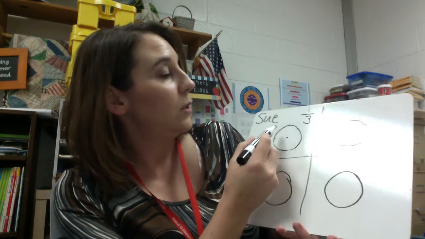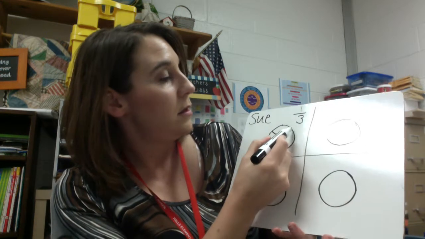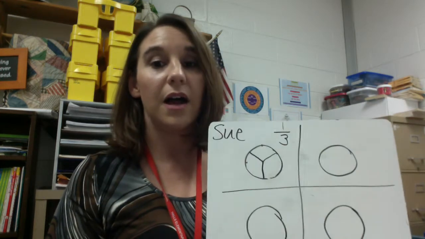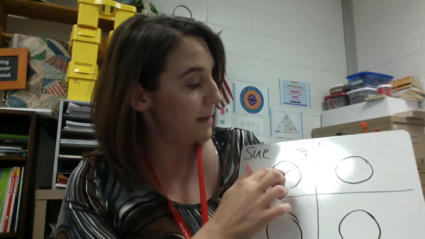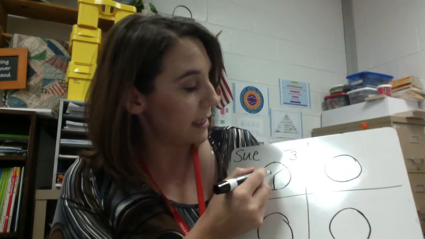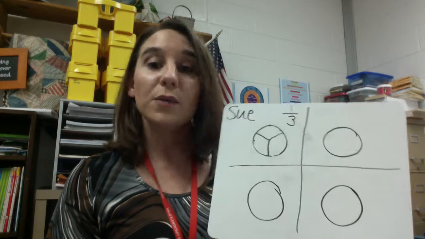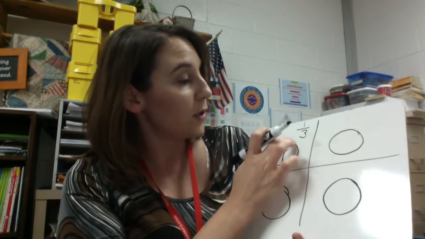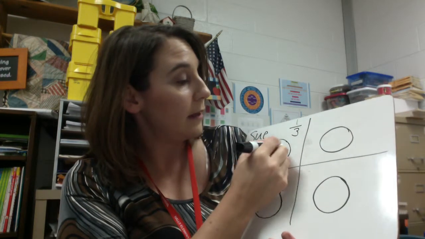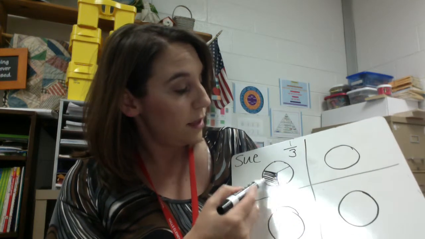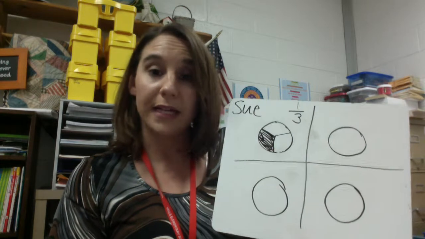I'm going to do a bit more like that. That looks a bit better. I think I might even make this slice just a tiny bit smaller. There we go. So Sue ate 1/3 of her pie. So I'm going to shade in 1/3. That shows the part that Sue ate.